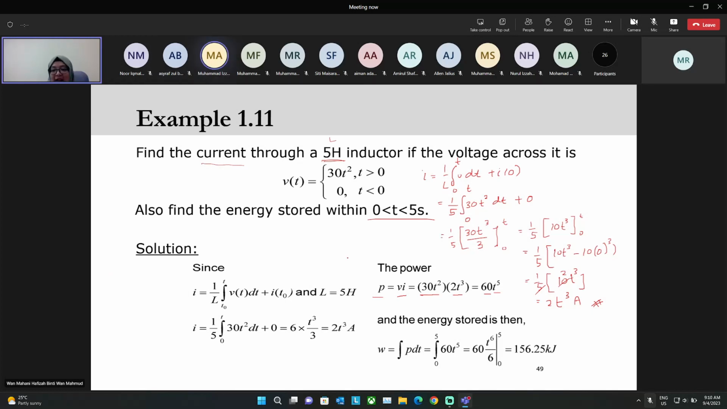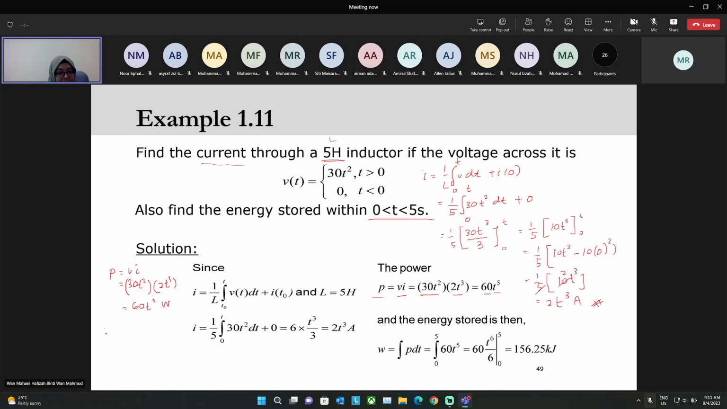Okay. So yang current ni okay. Seterusnya P equals to V times I. V 30 T kuasa 2 diberi dalam soalan dan I adalah yang kita kira lah, 2 T kuasa 3. 30 darab 2, 60. T kuasa 2 darab T kuasa 3, T kuasa 5, kita tambahkan 2 tambah 3. So dapat ini, unit dia watt. Okay. P masih dalam sebutan T.